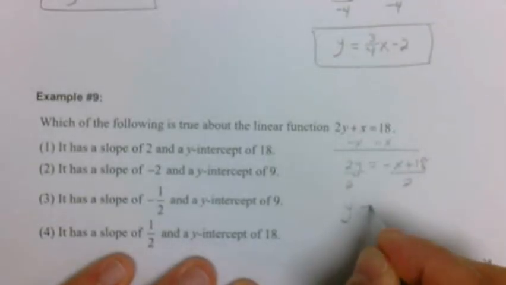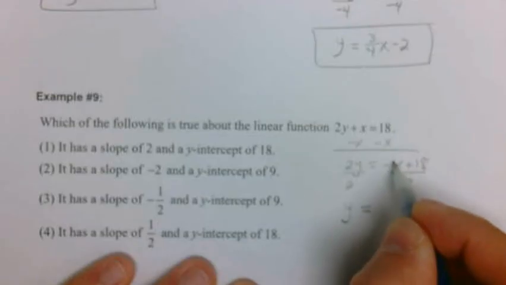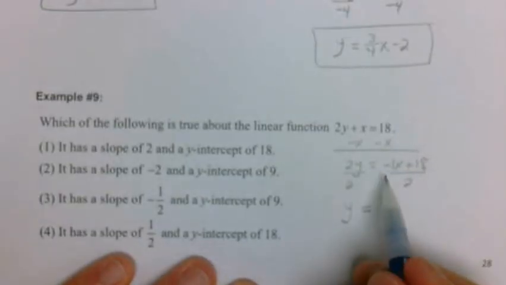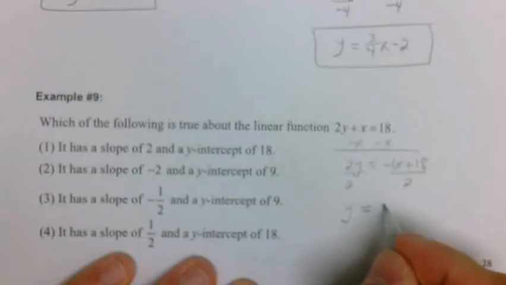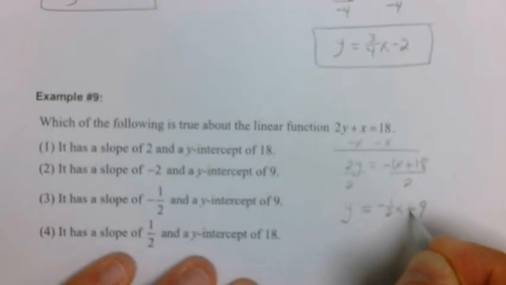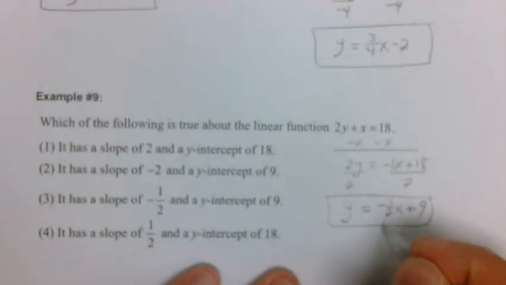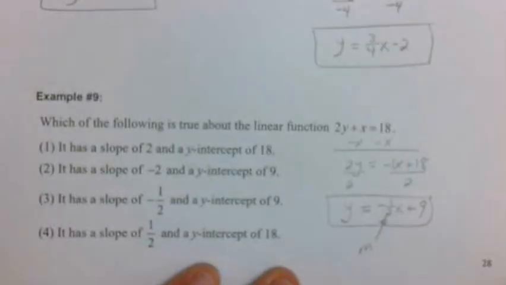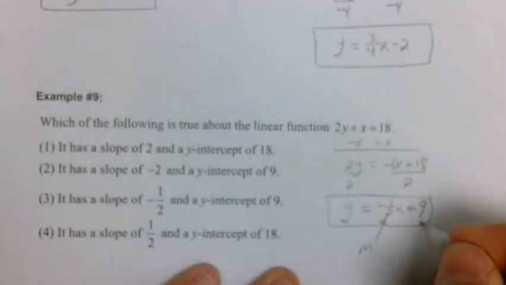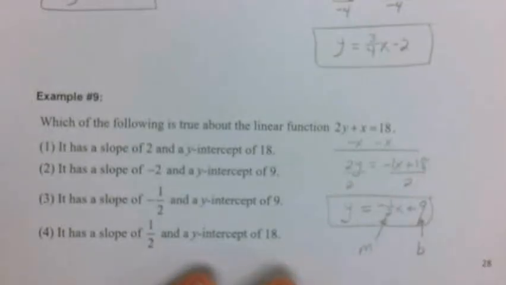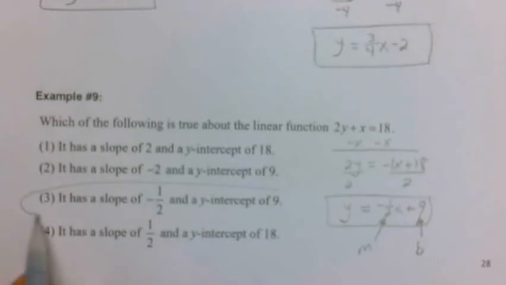That means that y equals, all right, again, this negative x is negative 1x. So this is going to be negative 1/2 x. And then 18 divided by 2 is positive 9. Y equals negative 1/2 x plus 9. So here we see our slope m is negative 1/2, and our y-intercept b is at 9. So looking at our choices, well, it's going to have to be choice number 3. It has a slope of negative 1/2 and a y-intercept of 9.